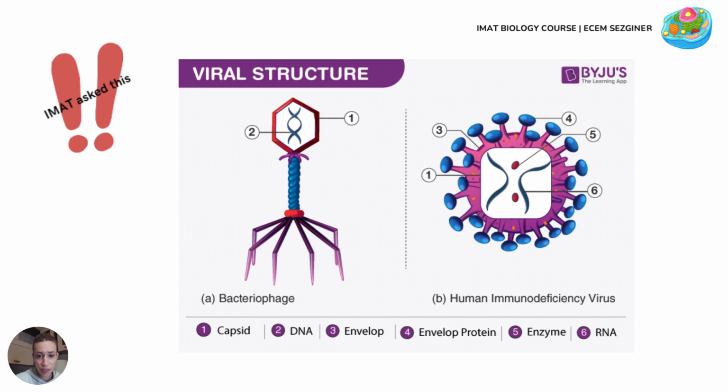The viral structures that you should know about, for example, this is a bacteriophage and this is the human immunodeficiency virus. As you can see, they can be very different in shape, but the structures can be similar in the sense of function. They have a capsid where they protect their genome. They can have DNA or RNA. They have an envelope. This one has an envelope. This one on the left doesn't. And they can have envelope proteins and enzymes as well.